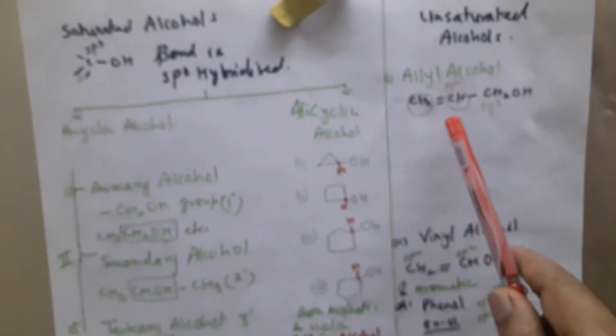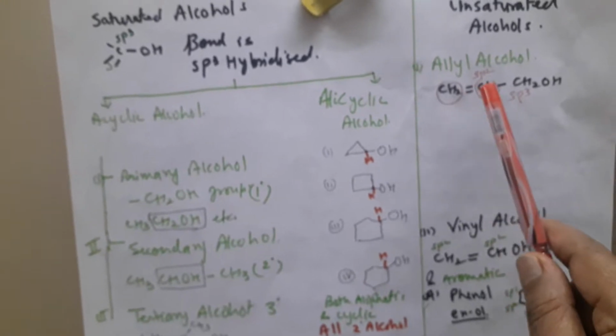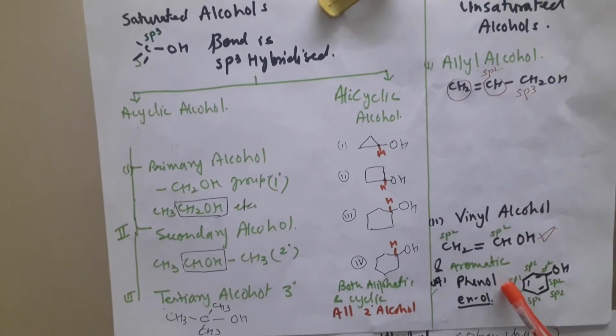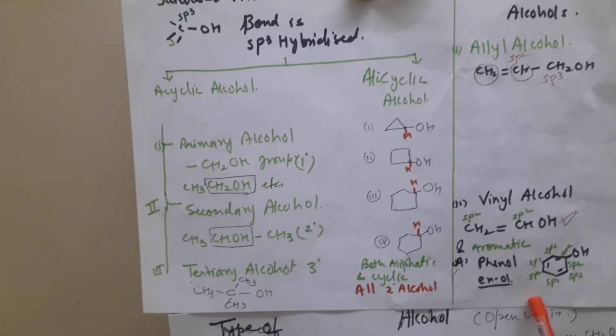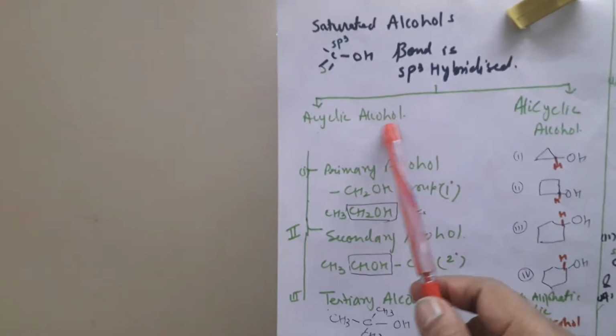Now I have discussed all these things. Unsaturated alcohol, where an sp3 hybridized carbon is attached to an sp2 hybridized carbon, we call allylic alcohol. So these are again categorized into three categories: allylic alcohol, vinyl alcohol, and phenols. Right? Now we'll move to the left-hand side, saturated alcohol.